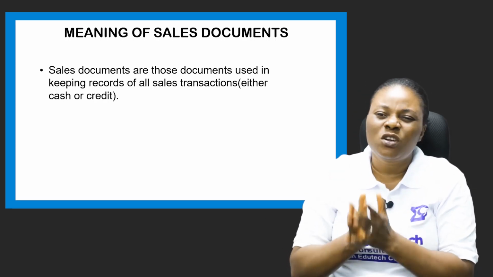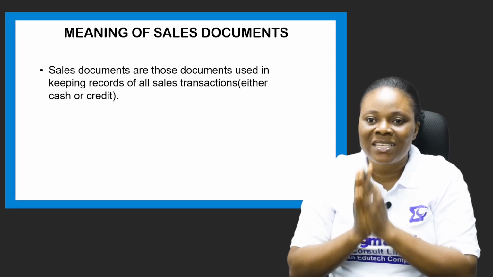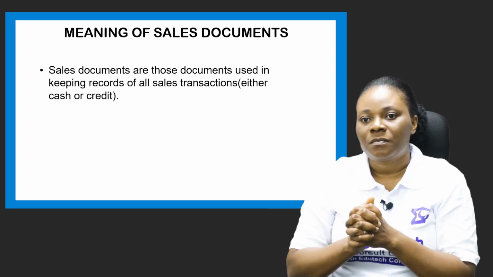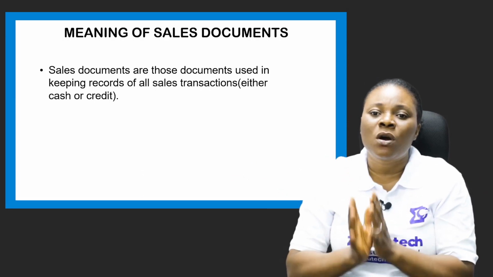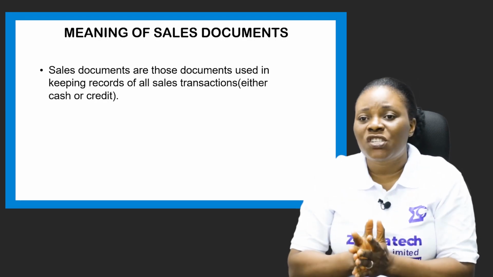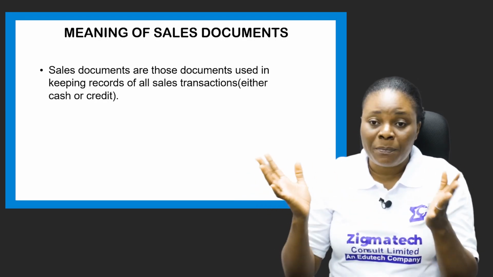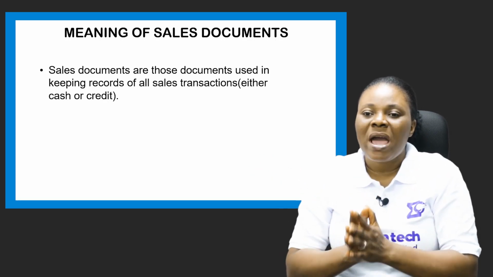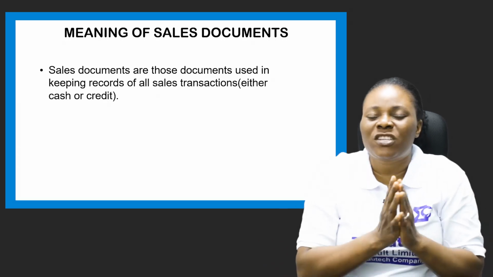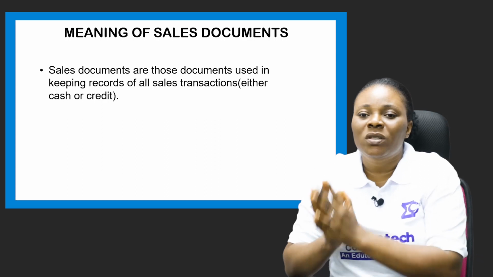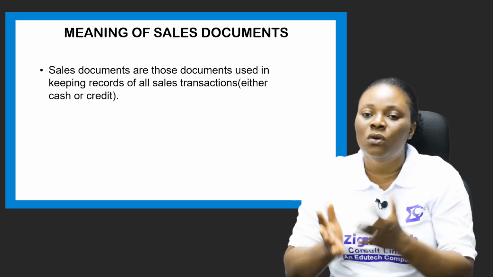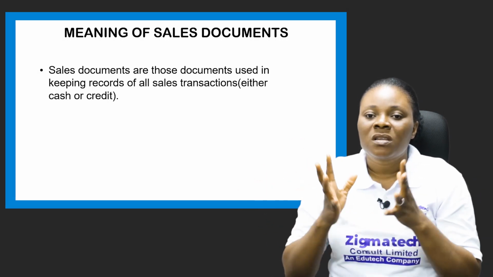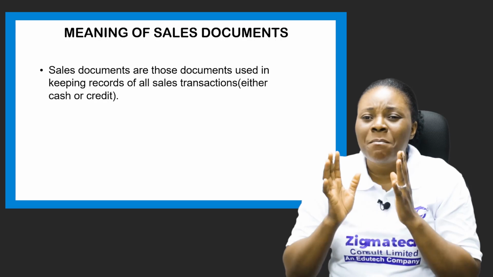These two types of transactions are not meant to be recorded in the same book of account or in the same documents. Cash transactions are recorded separately. Credit transactions are recorded separately, so that at the end of a given time, you are able to know the total amount of cash transactions you made and also the total amount of credit transactions you made. So these records are kept separately, but all these transactions are meant to be recorded.